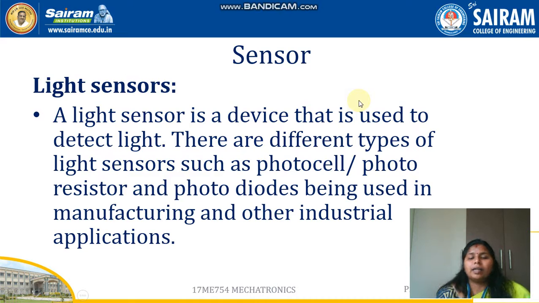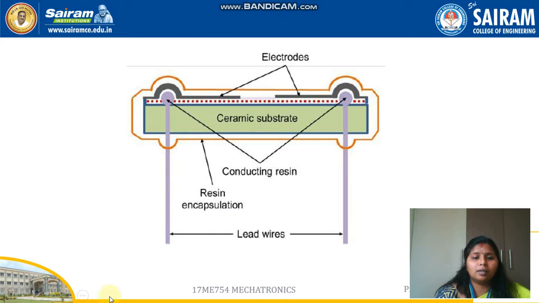First we shall see what a light sensor is. A light sensor is a device which is used to detect the presence of light. There are different types of light sensors, such as photocells, photoresistors, and photodiodes, which are used in manufacturing and other industrial applications. This is a diagrammatic representation of a light sensor.